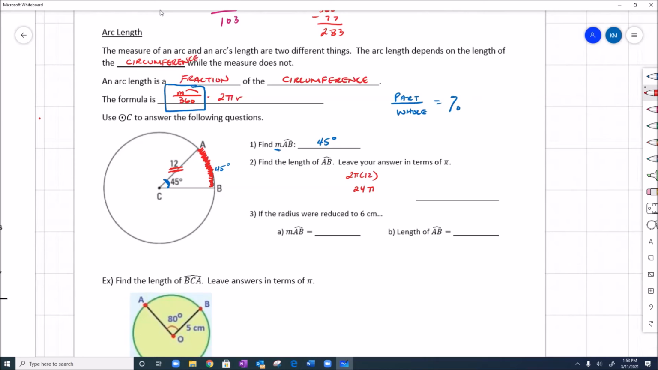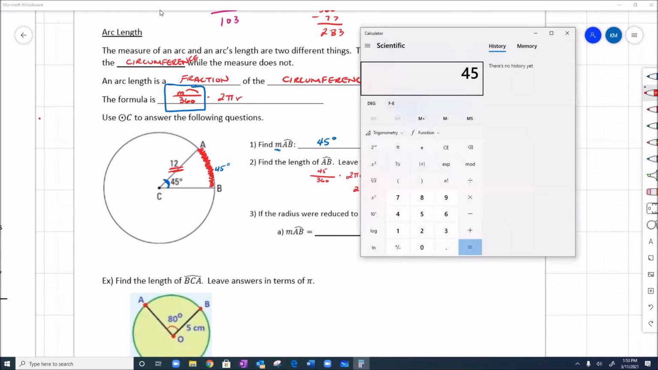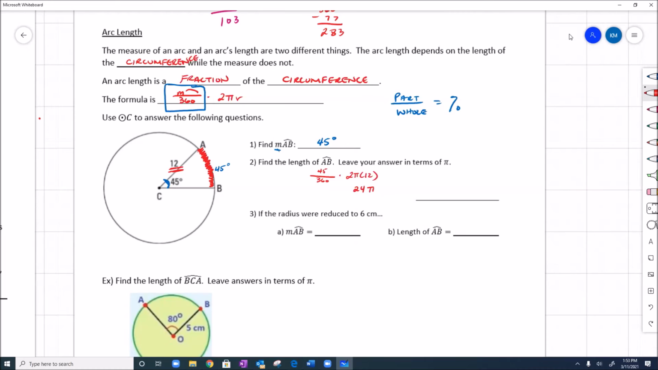If it was asking us about the whole circle, this would be its circumference. But it's not asking us about the whole circle, it's asking us about this part. This part is 45 of the 360. What fraction or what percentage of the circle is that? 45 divided by 360 gives us 0.125, or as a fraction, 1/8. This is 1/8 of the circle. 1/8 times 24 pi gives us 24 pi over 8, or 3 pi. So the length of this arc is 3 pi units.